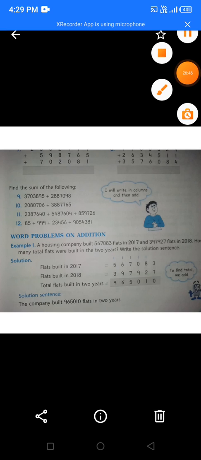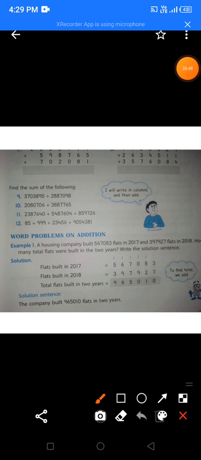If you look very clearly, this number has been given to you and then you will just write one number below the other and you will get me the answer.